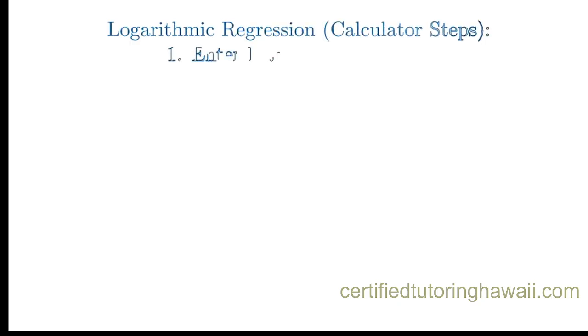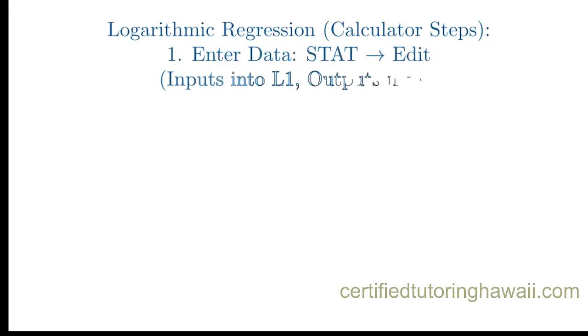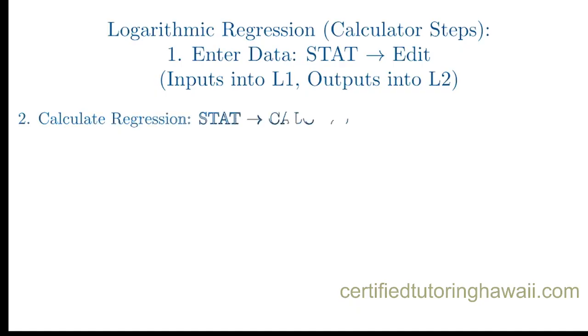We can use logarithmic regression on a graphing calculator. The process is straightforward. First, you'll enter your data: press the Stat button, then select Edit. You'll enter your input data into list 1, L1, and your output data into list 2, L2. Once your data is entered, you'll perform the regression. Go back to the Stat menu, arrow over to Calc, and then select LnReg, which stands for logarithmic regression. On most calculators, this is option 9.